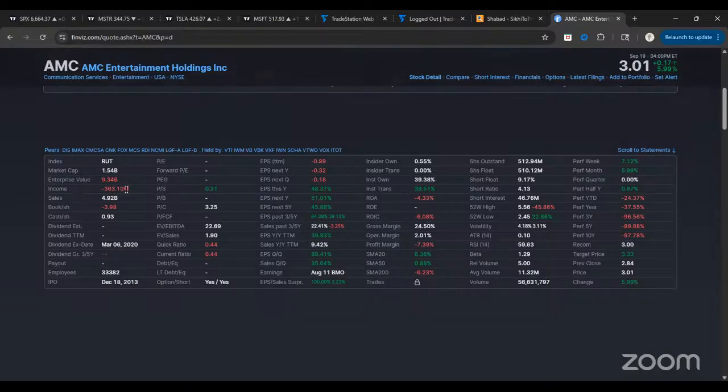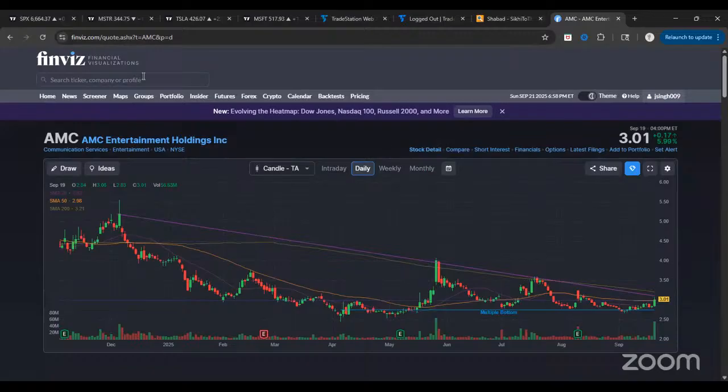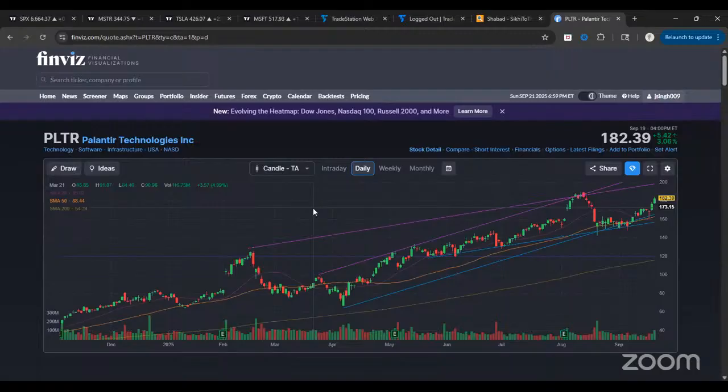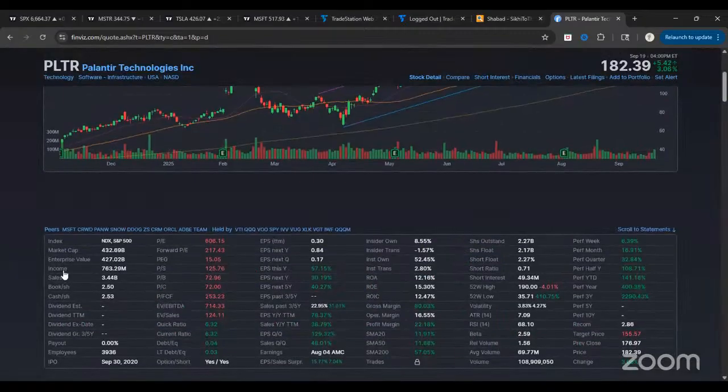And they color coded it red. Fundamentally strong companies will have income positive. Let's go with Palantir. They're doing really good. So income wise, it's white. White is the color code for neutral, neither good nor bad. So a lot of neutral, a lot of green, a little bit of red.